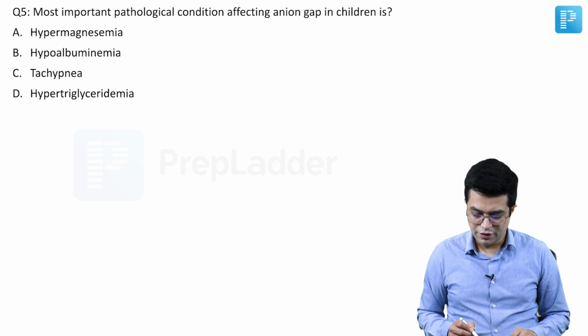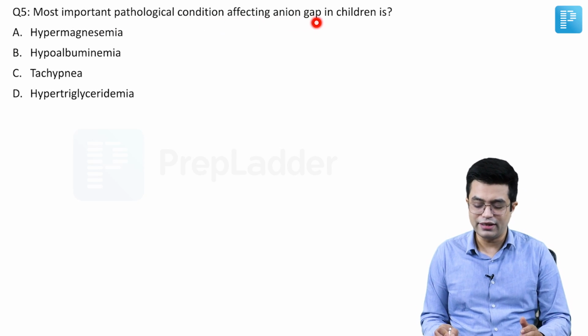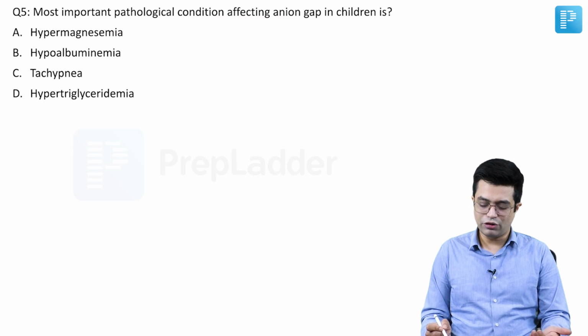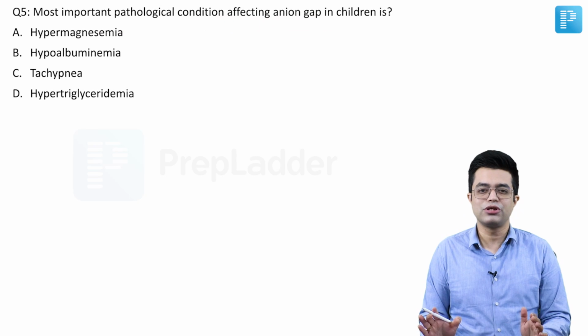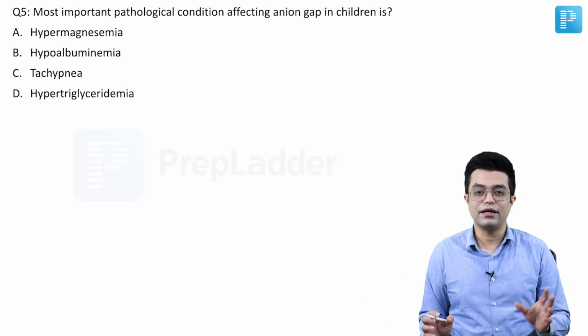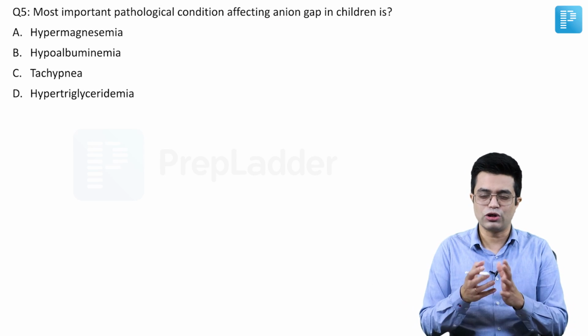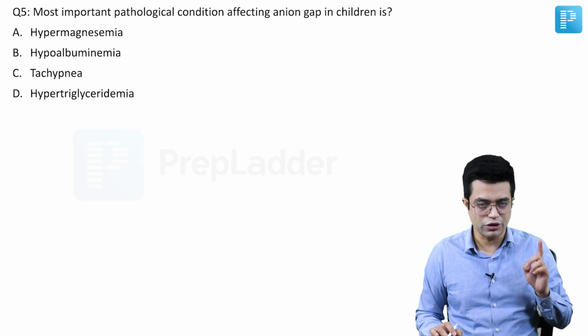Question number 5. Most important pathological condition affecting anion gap in children. So basically what we are talking about is metabolic acidosis. Metabolic acidosis can be associated with a normal anion gap and a high anion gap. So what is anion gap and what are the abnormalities related to it? This question is talking about.